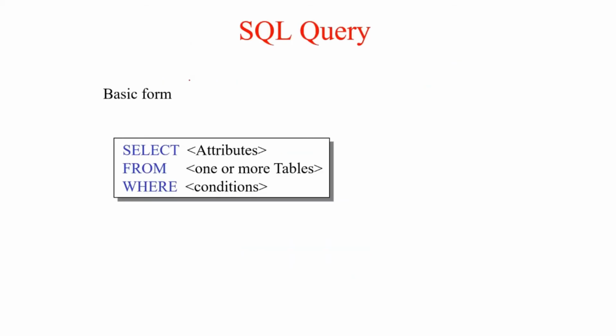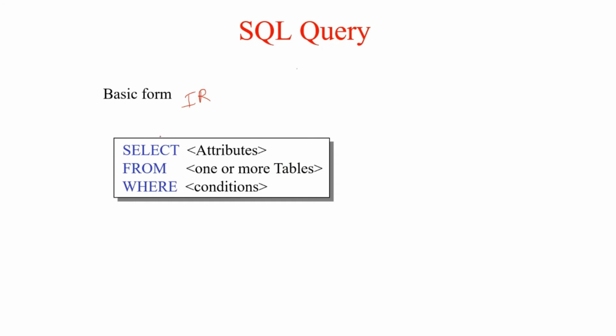For understanding this, you have to note it down somewhere. This is the basic form for information retrieval. What is the meaning of information retrieval? You have one big table, or you have too many tables, and from these tables or from one table, you are selecting some information based on your requirement.